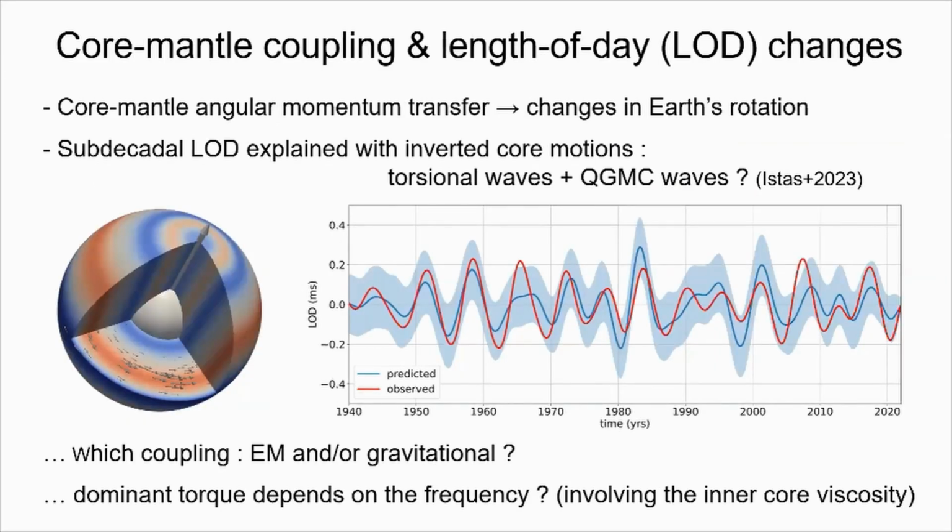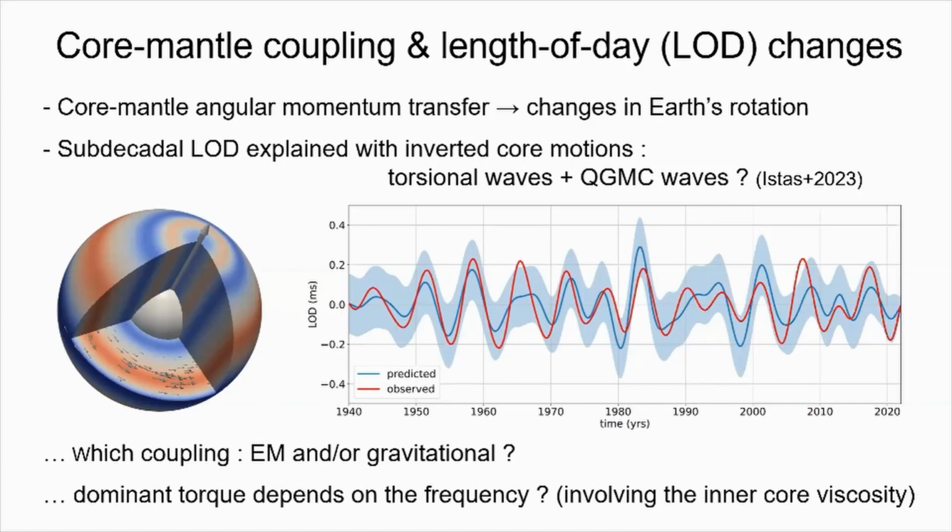So these waves, why are they interesting? There are several things we are interested in with these waves. One of them is the coupling with the mantle and with the inner core. The fluid motion in the core can move on average east or west. And if there is a coupling with the mantle, this will generate changes in the length of day, changes in the rotation speed of the Earth, because of angular momentum conservation.